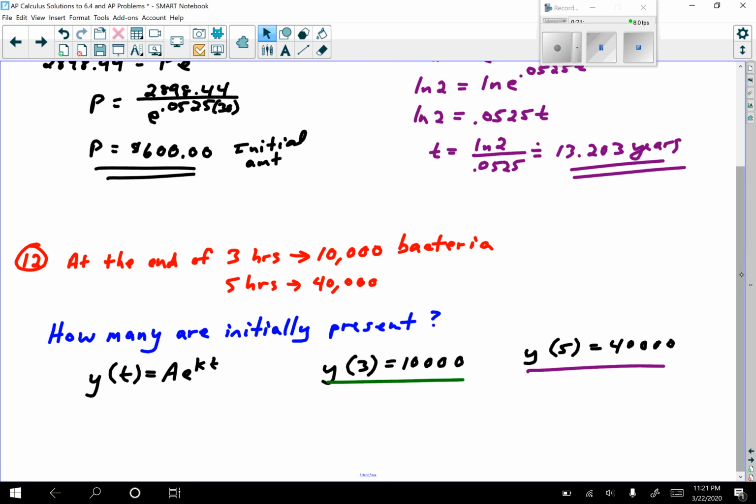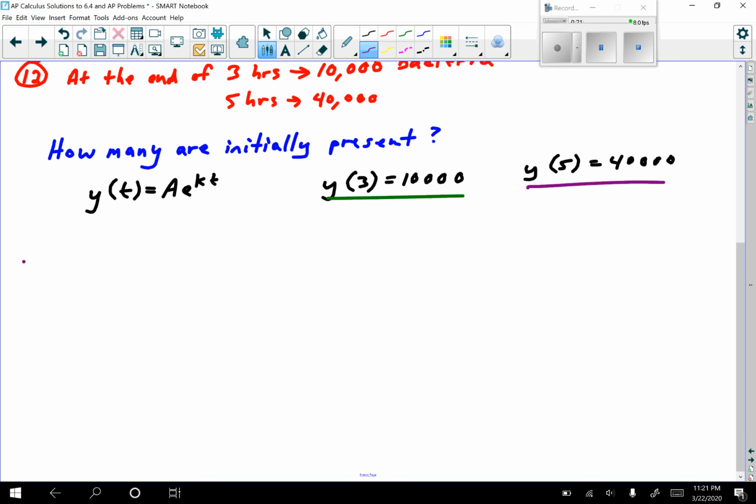Notice we don't have k. We don't have an initial amount either. So let's first go ahead and find k. Now what I'm going to do here is just sort of set this up, substituting in. So if I know y of 3 is equal to 10,000, that means I could set 10,000 equal to A times e to the k times 3. I'll write it this way first. And then over here, y of 5 is equal to 40,000. I've got 40,000 is equal to A times e to the k times 5.